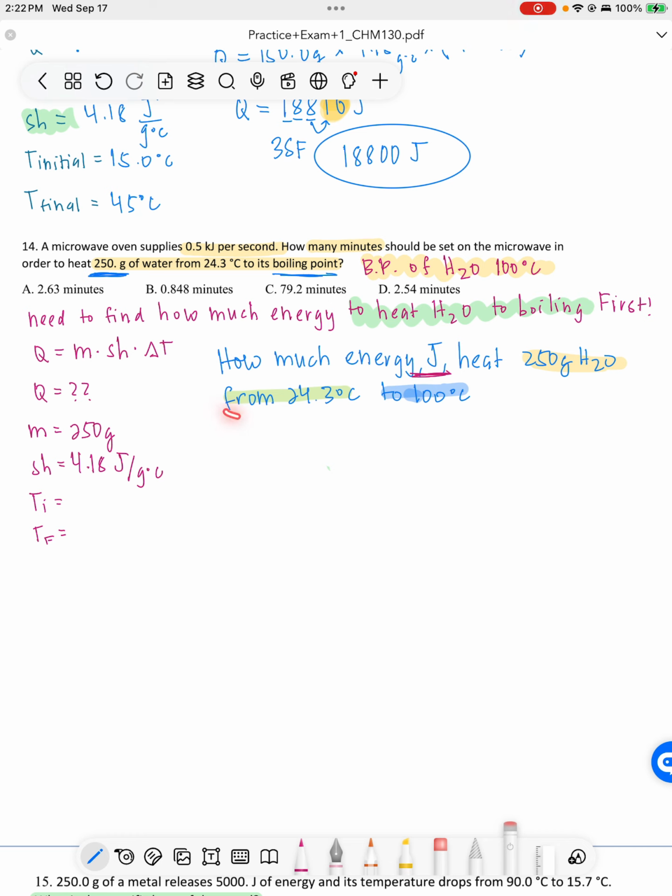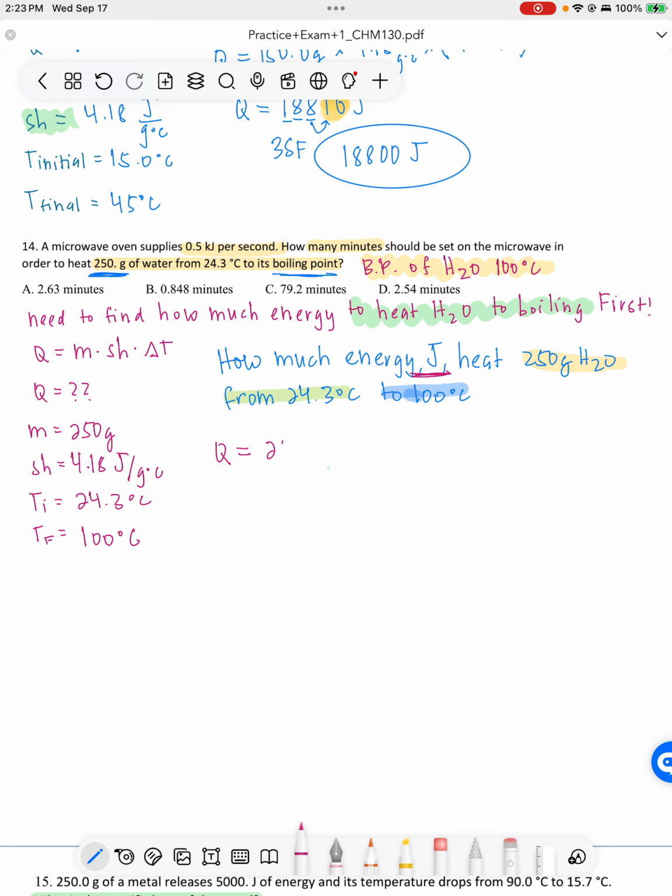Then we have our from temperature, which is our initial temperature, because we're going from this temperature to this temperature. So our initial is 24.3 degrees Celsius. And our final is 100 degrees Celsius, right? Because our final temperature, we want it boiling. Okay, now we have all our numbers. We can figure out how much energy it's going to take to heat up 250 grams of water. That's the first part of our problem. So let's just plug in those numbers.